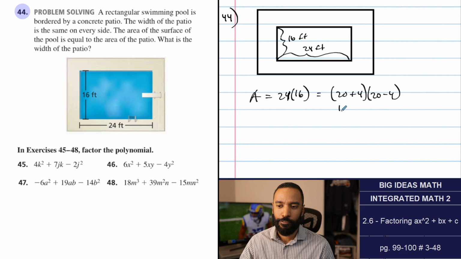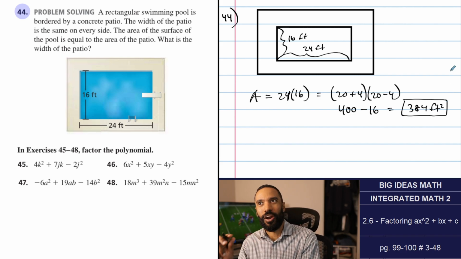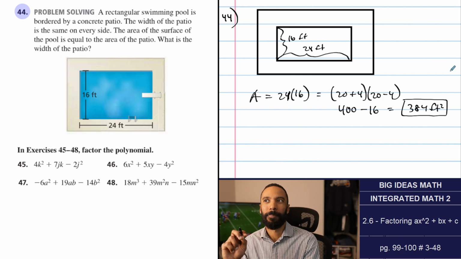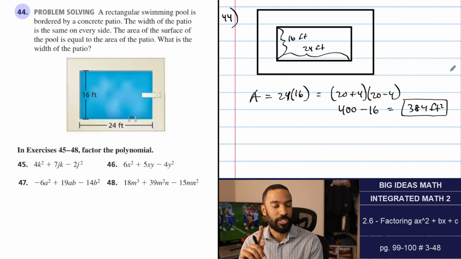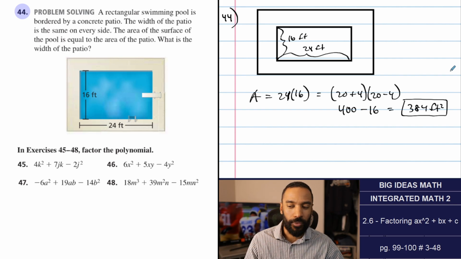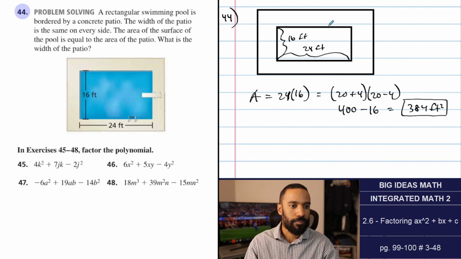So let's see. 400 minus 16. Oh, no, it's not. It's not even close to that. It's 384. Okay. I don't know where I got the other answer from. Oh, I'm sorry, I was doing 16 times 5, not 16 times 8. I'm good. Okay, anyway, 384. That's not the answer, but this is 384.